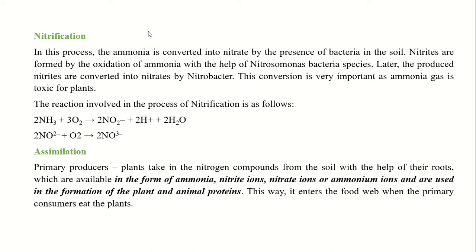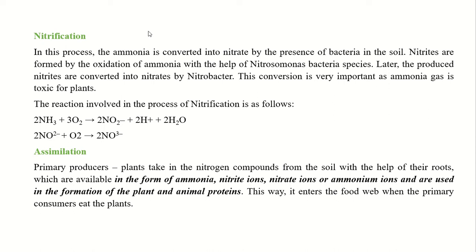So first is nitrification. In this process, as you see, 2NH3, it means ammonia is converted into nitrate. 2NH3 plus 3O2 will convert into 2NO2 minus plus 2H plus plus 2H2O. You have to remember the reactions. Ammonia is converted into nitrate by the presence of bacteria in the soil. Nitrites are formed by the oxidation of ammonia with the help of Nitrosomonas bacteria or their species.